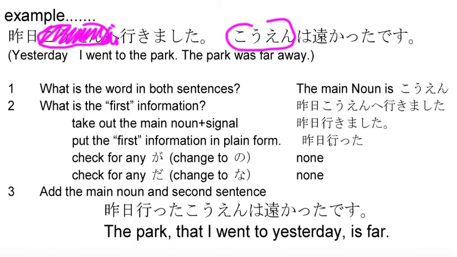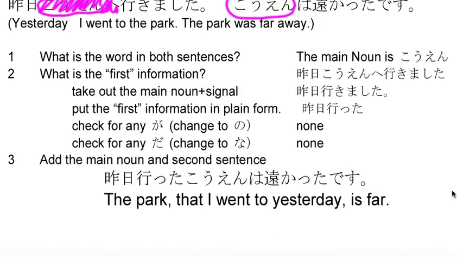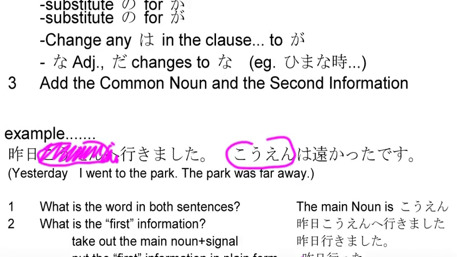Now, as I said, you have to put this into plain form, and it's kino itta. Two little checks. If there's any ga, they generally change to no in this phrase. If there's any da, it generally changes to na. There's none. And now I put it in front of the word I am talking about. Kino itta koen wa tooi desu. The park that I went to yesterday is far.